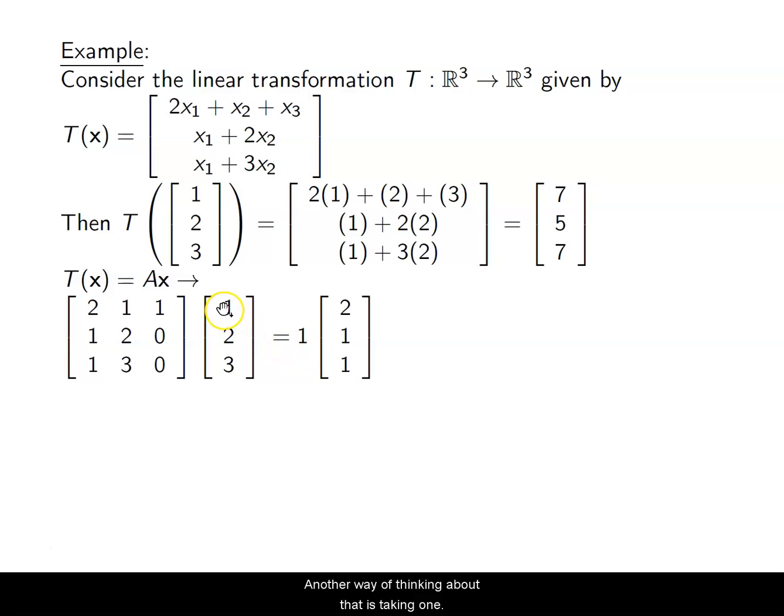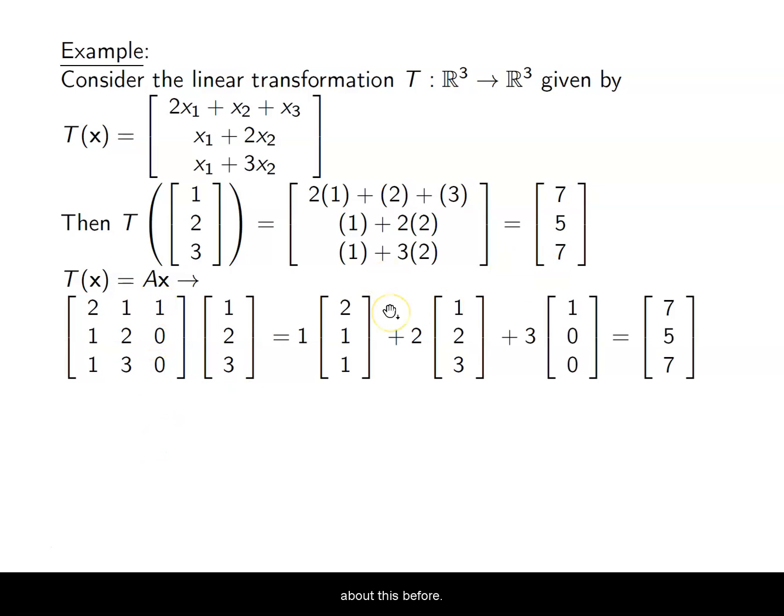Another way of thinking about that is taking 1 times the entire first column, right? Turning it into a linear combination: 1 times the first, 2 times the second, and 3 times the third, because we've talked about this before, right? And that will also give me my 7, 5, 7, right? So the way I just outlined to you is what we're going to see in the next section. However, we have talked about writing these things as linear combinations in this form.